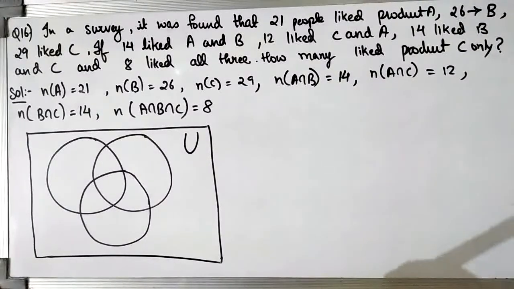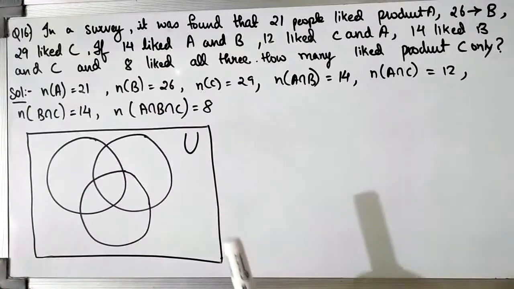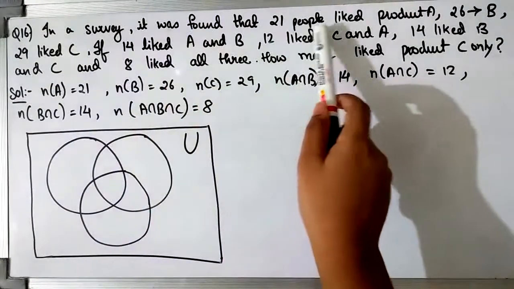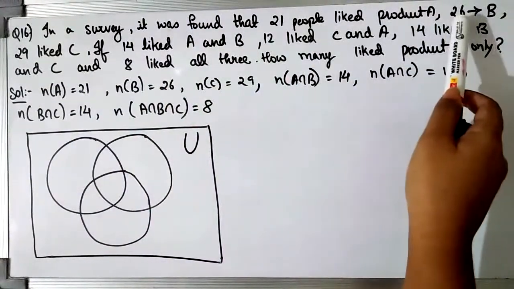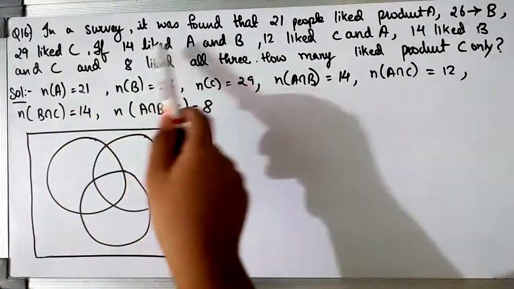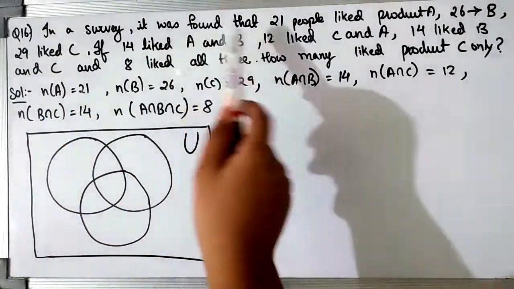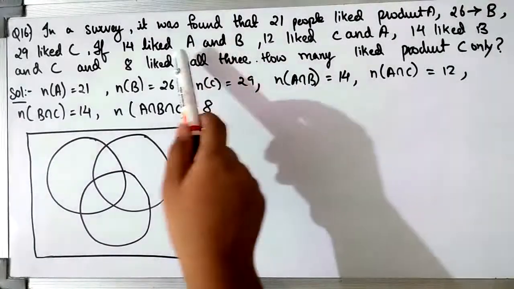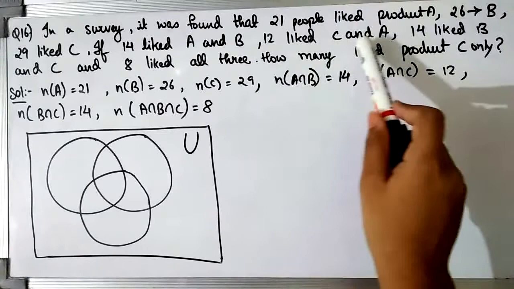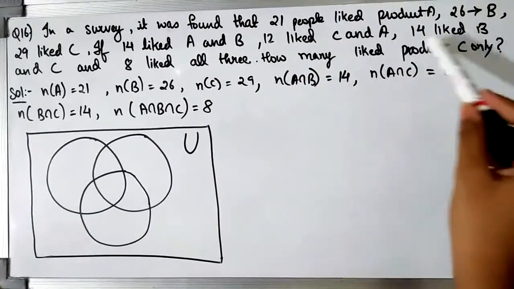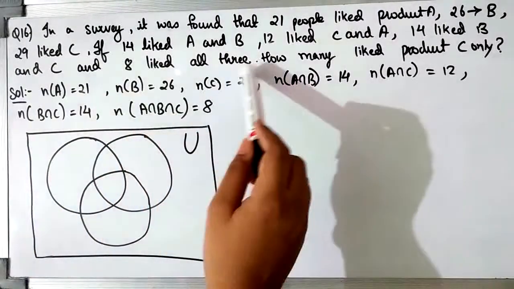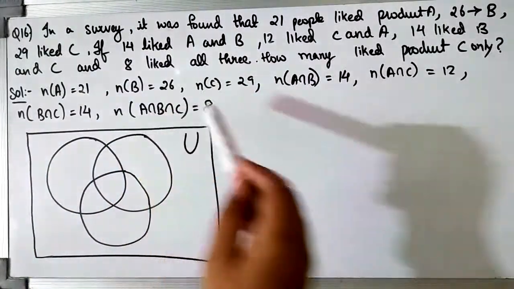Now in the 16th question you can see, they have given that in a survey, it was found that 21 people liked product A, 26 people liked product B, 29 people liked product C, then 14 liked both A and B. Both A and B means it is given the intersection of A and B. Then 12 liked C and A, that is intersection of A and C. Then 14 liked B and C, that is intersection of B and C, and 8 liked all 3, that is A intersection B intersection C.